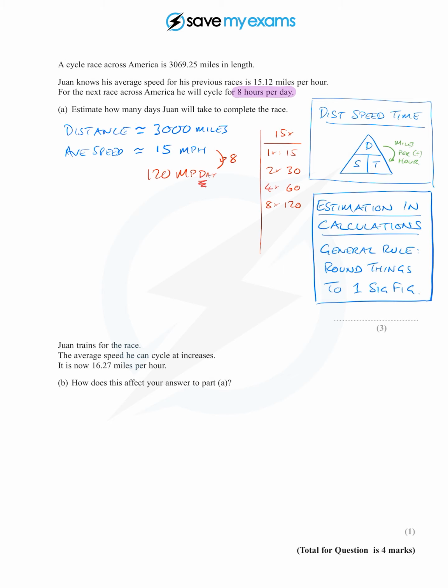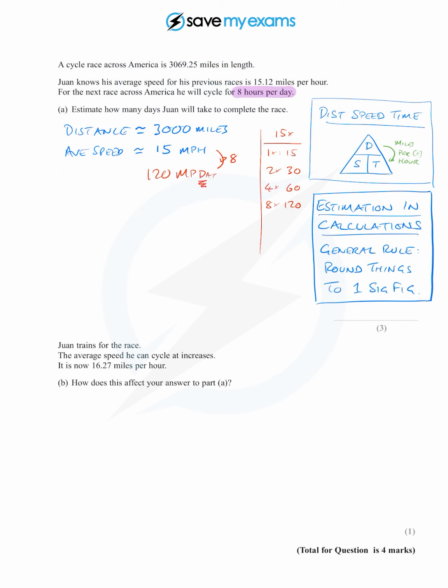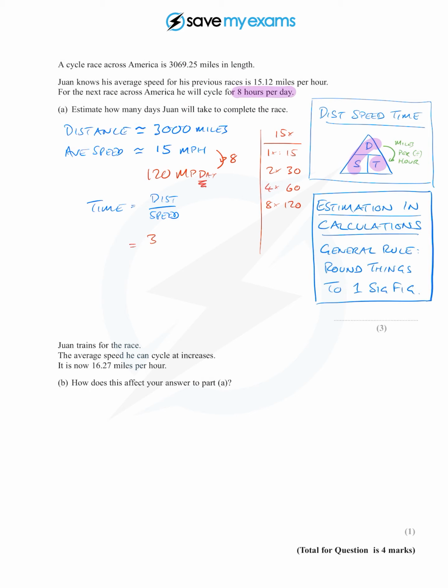Now what about the time? Well, my triangle here tells me that time is distance over speed. See how easy that is to use? So time is distance over speed, and so we can do that. We're wanting it in days, so that's good. So that's 3,000 over 120.